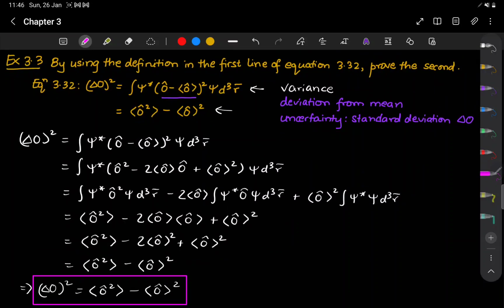So this proves this definition for variance, and standard deviation, which gives us a measure of uncertainty in our measurements, is simply the square root of this variance. So if I were to write, standard deviation is nothing but the square root of expectation of O cap squared minus expectation of O cap, squared. So this is standard deviation.